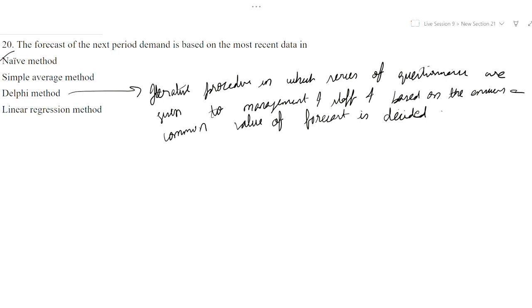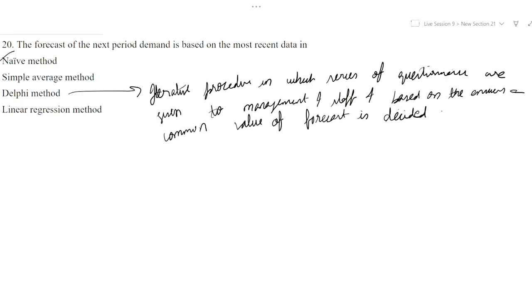And linear regression, simple average method, we already discussed. Simple average method is where we just do the summation of all the demands and divide it by the weights, and here the past demand data is considered and equal weightage is given to all the demands. Summation of the weights is 1.